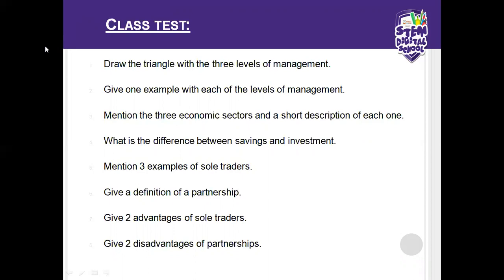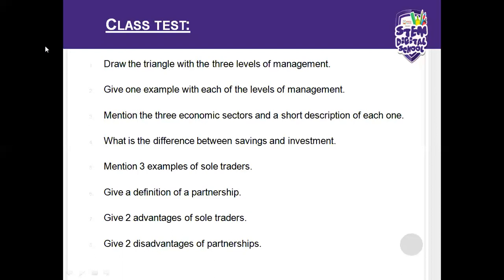Right, so the first question is that you need to draw the triangle with the three different levels of management. That's only question one. You draw the triangle and you indicate the three different levels. Then the next question says, give one example with each of the levels of management. So on the triangle with question one, you can also write the example. So basically the first two questions you're going to do together.